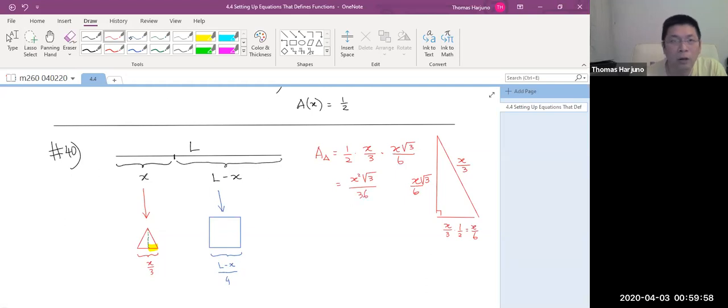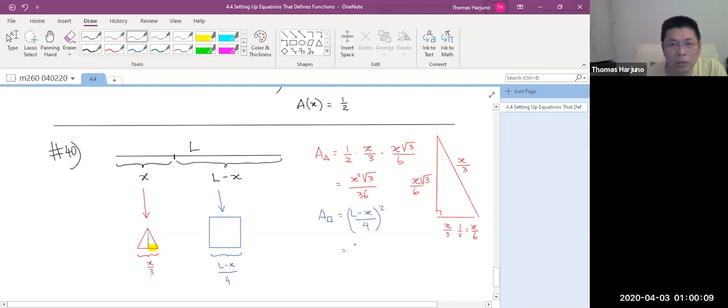While the area of the square will be L minus x over 4, quantity squared, which is L squared minus 2Lx plus x squared over 16. So, going back to the original question, what is the total area? Total area will be x squared square root of 3 over 36 plus L squared minus 2Lx plus x squared over 16.